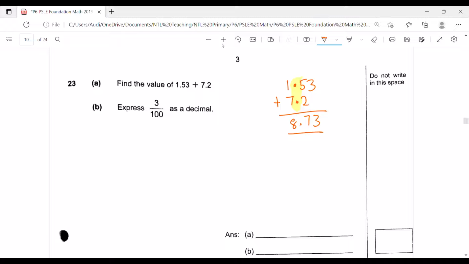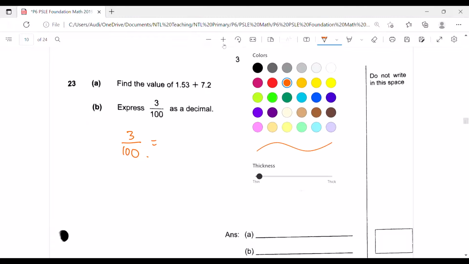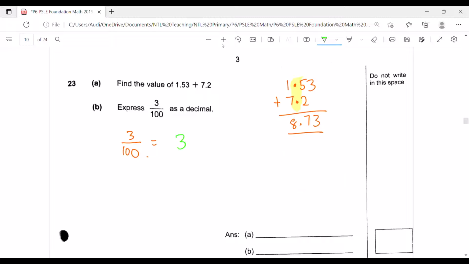Okay, part B. 3 over 100 as a decimal. There are several ways to do it. The easy way to do it is 3 divided by 100. When we have a whole number, number 3, the decimal point is here. And so divide by 100 means we're going to move to the left twice. 100 has got 2 zeros, so we're going to move the decimal point to the left twice.